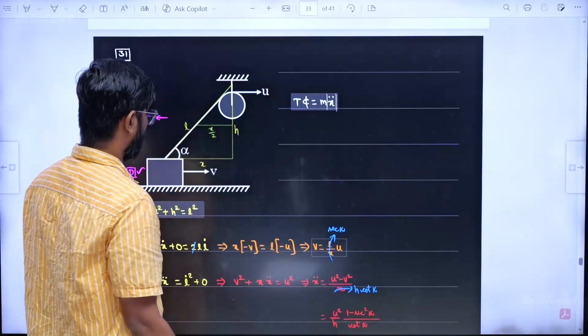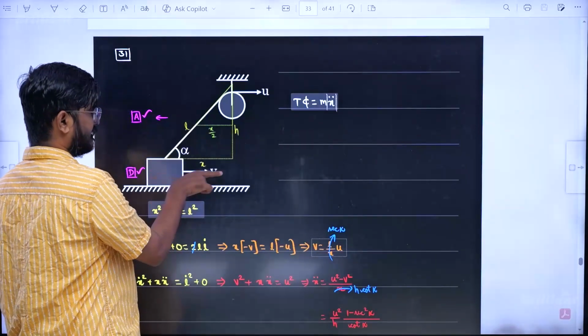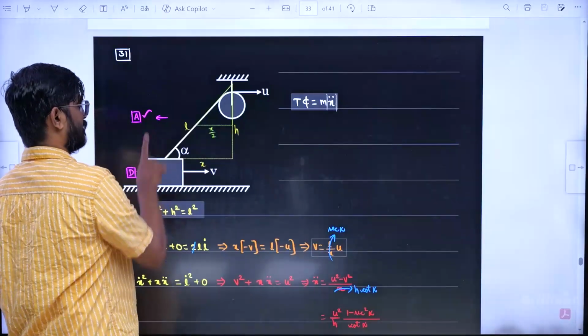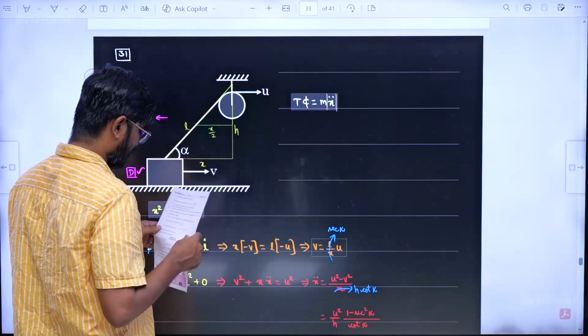Normal acceleration, in the sense, acceleration perpendicular to velocity. Whenever velocity is this way, acceleration is also this way because it is not moving this way. So there is only tangential acceleration, there is no normal acceleration.